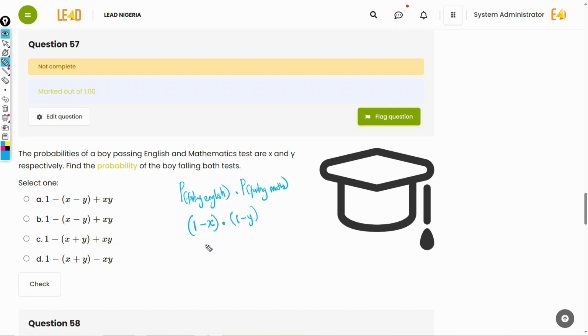So if we expand this, we would have 1 times 1 is 1, minus Y, minus X, plus XY. But I can factor out the minus sign from here. I have 1 minus brackets, X plus Y. So we just took the probability of failing the first one times the probability of him failing the second one.